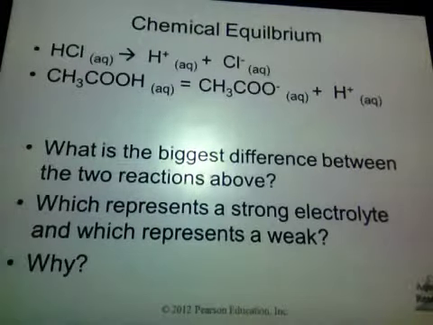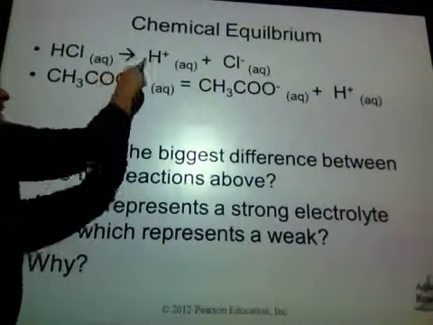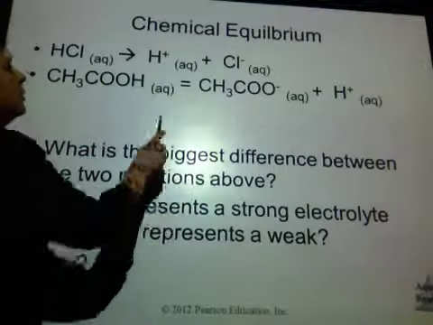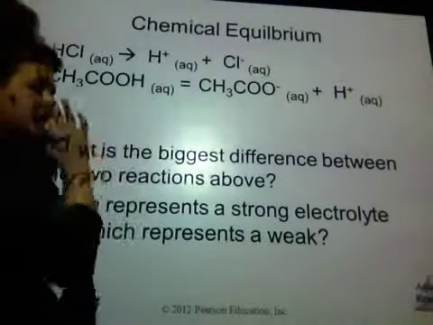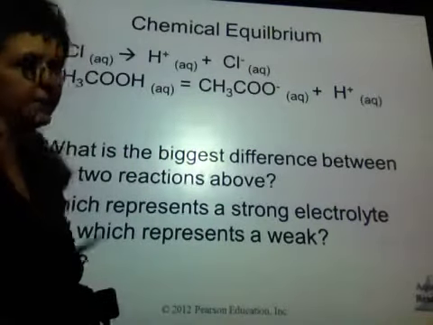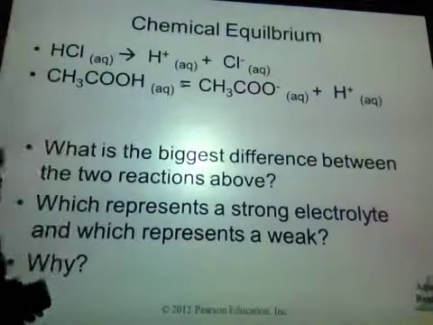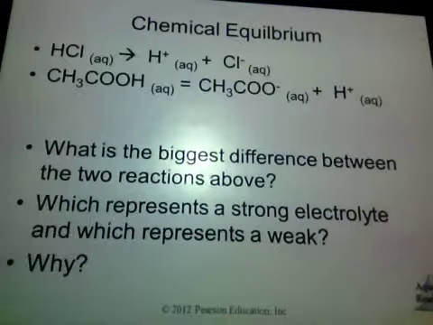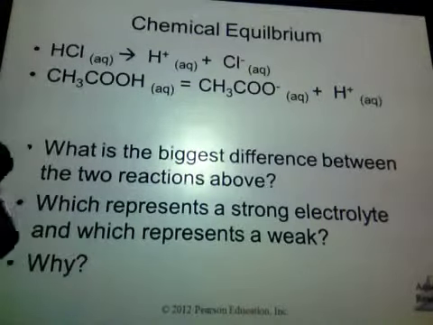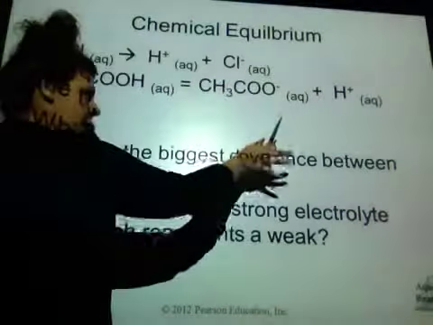The biggest difference between these two reactions is that here I have just an arrow pointing in one direction, versus on this one I have an equal sign, which really shouldn't be an equal sign. It should be a double arrow, but I couldn't find the double arrow on my computer, so pretend there's a little arrow on either side there. On the first one, the arrow points in one direction, meaning HCl is going to break down completely into hydrogen ions and chloride ions.